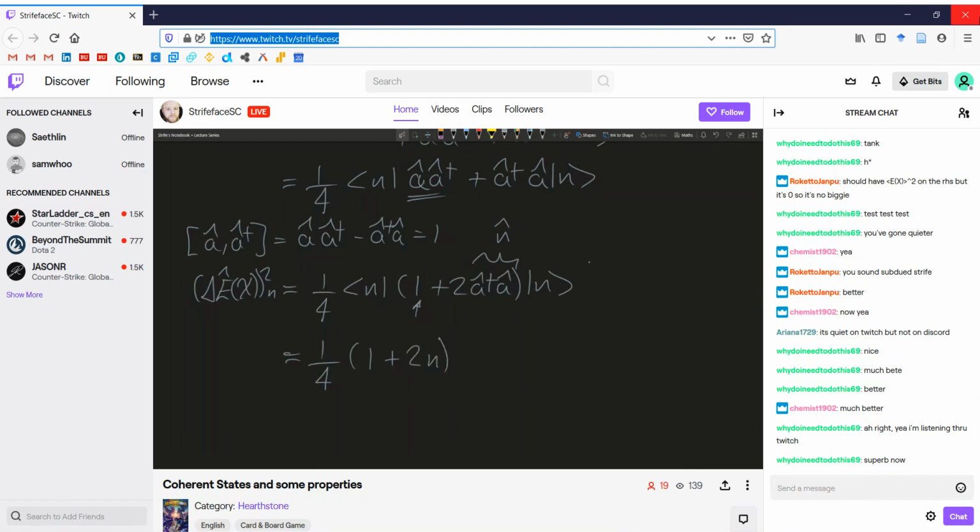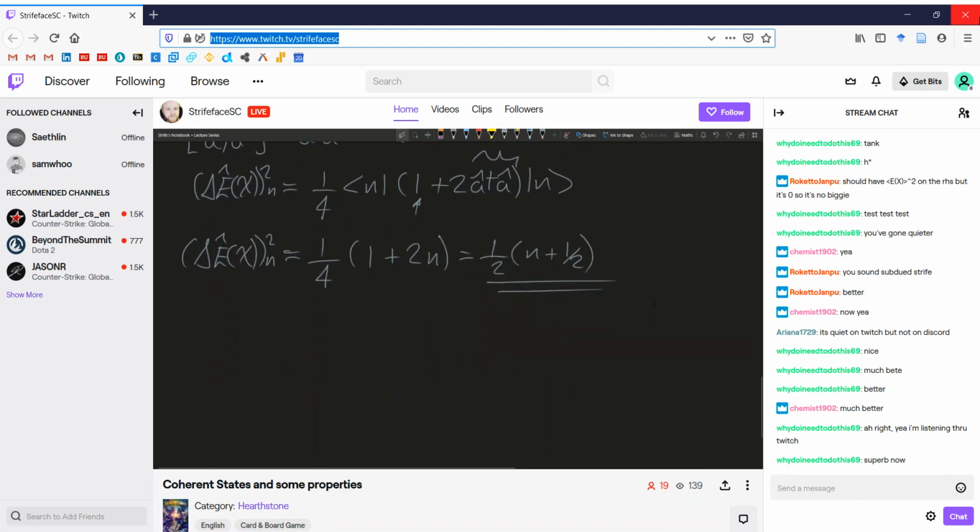So this is quite interesting. The mean of our electric field operator on the number basis doesn't seem to give us anything, but the variance gives us something. Now we have a half n plus a half. Now note, even for n equals 0, that is when we are in the vacuum state, there are still fluctuations.